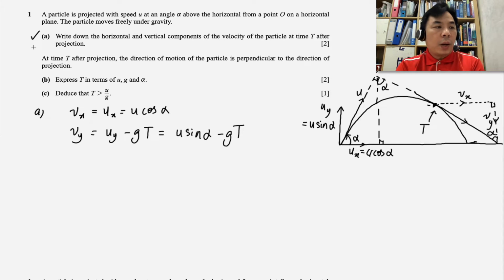It's a very direct question where you just need to refer to your MF-19. If you have forgotten the kinematic equation, all you need to do is just substitute it. And then we are done.